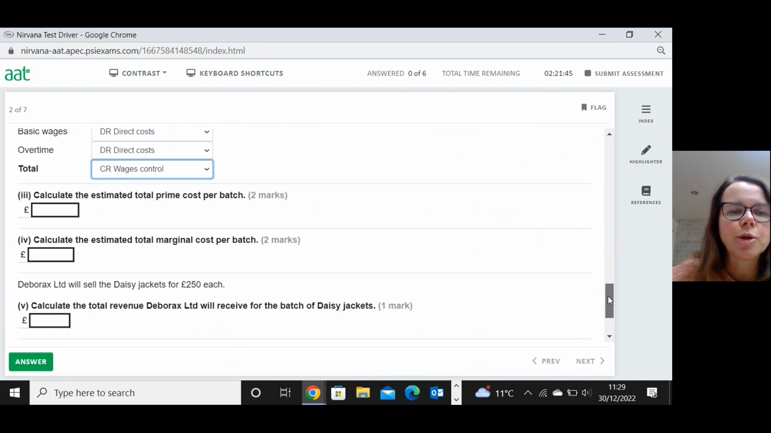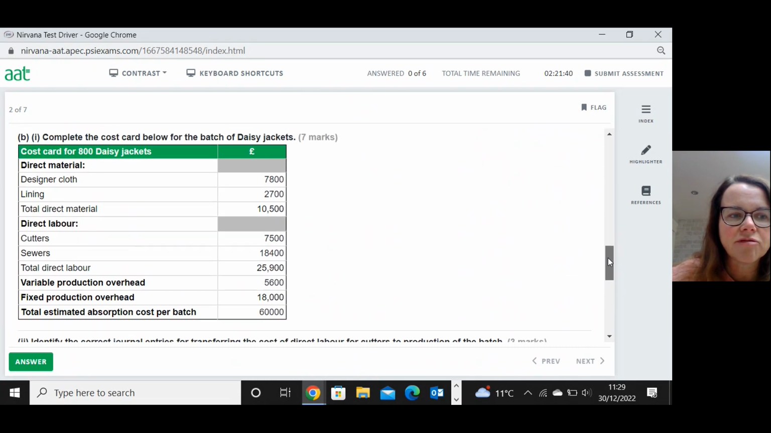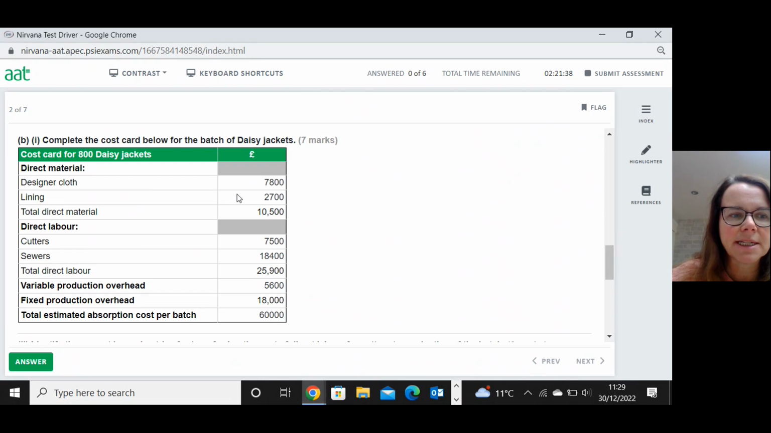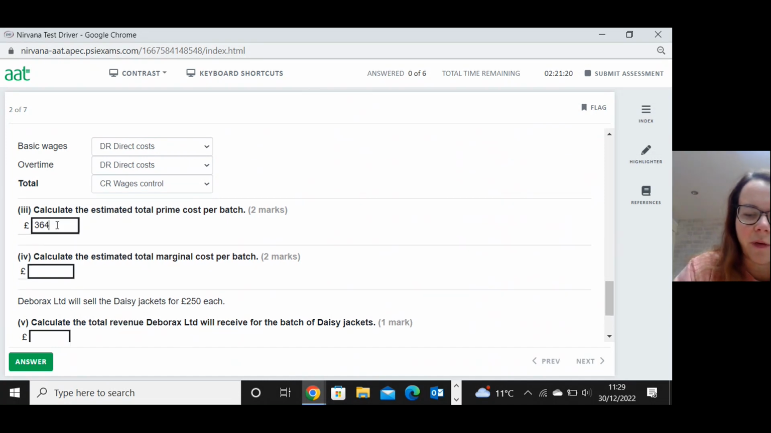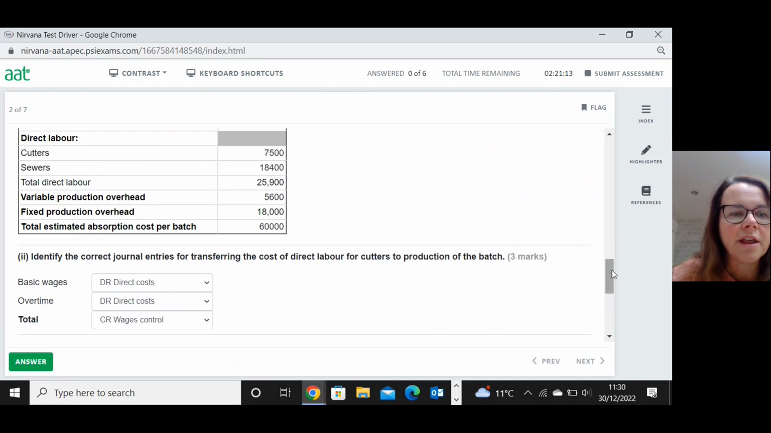Calculate the estimated total prime cost per batch. Okay, so prime cost, I know is just my direct cost. So I'm going to add together my total direct material, 10,500, and my total direct labour, 25,900. And that is going to give me a prime cost of 36,400.